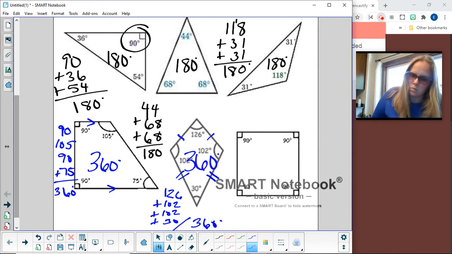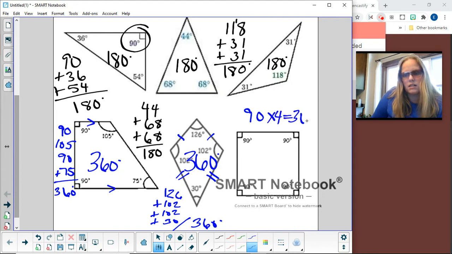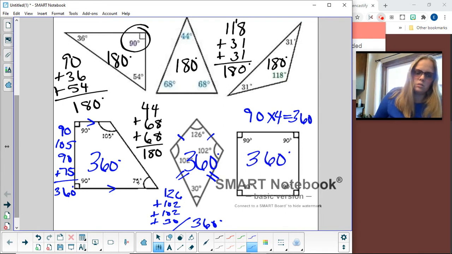All right, this last one, we have 90, 90, 90, 90. It appears to be a square, but I'm not totally sure that all the sides are the same length, so maybe we can consider this just a rectangle. And if I do 90 plus 90 plus 90 plus 90, or 90 times 4, that also comes out to 360. So here you can see the three different quadrilaterals all totaled up to 360.